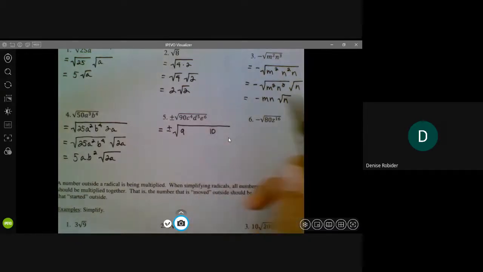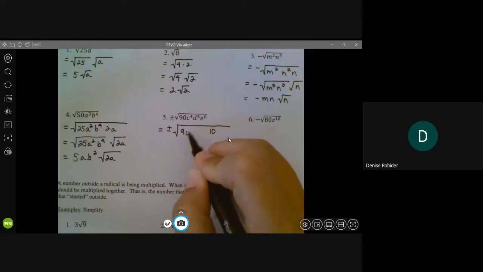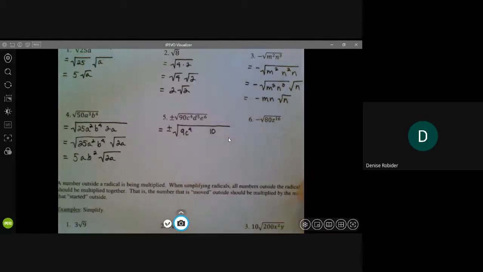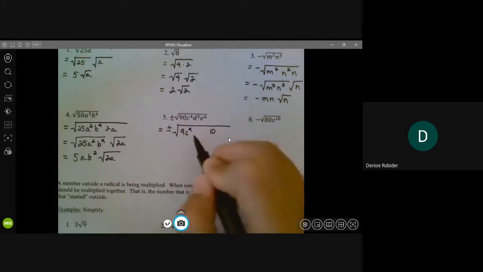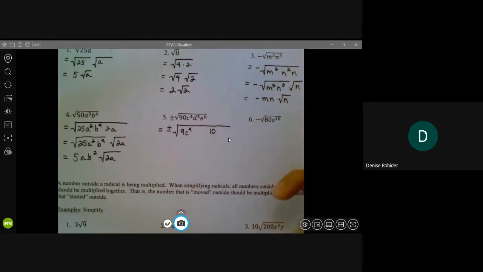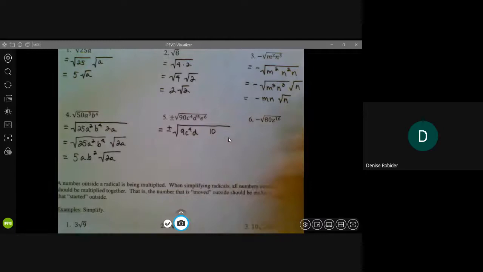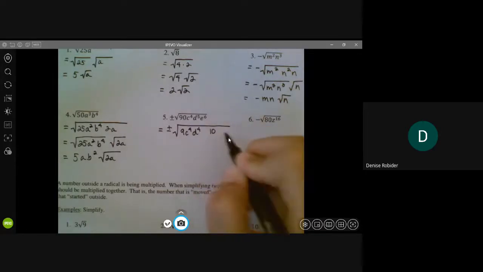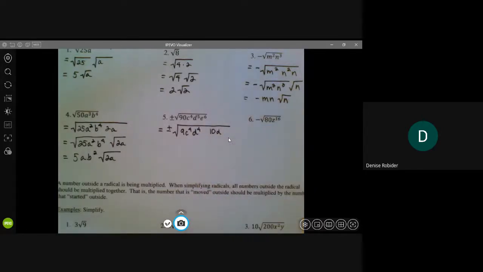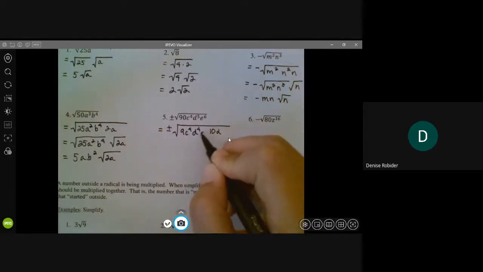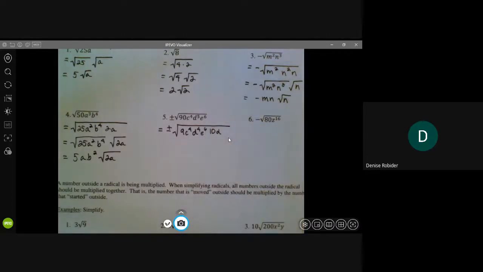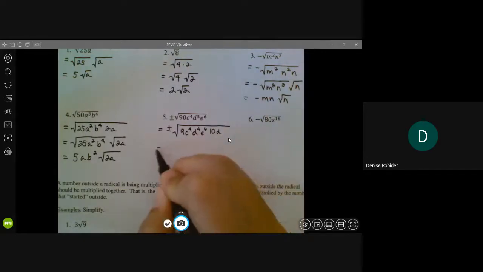C to the fourth, is that a square? Yes, it is, because it has an even exponent. Is D to the fifth a square? No, because it has an odd exponent. But I know that D to the fifth can be created by D to the fourth times D to the first. And then what about E to the sixth? E to the sixth is a square. And there it is. Okay, so now we're going to break this up into pieces.